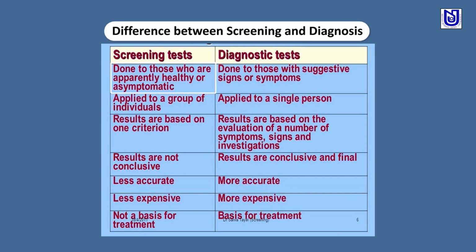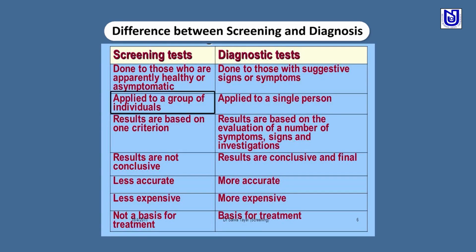A screening test is done on those who are apparently healthy or asymptomatic. Whereas a diagnostic test is done on those with suggestive signs or symptoms. It has already been screened that they have some symptoms, so much more accurate testing should be done in the diagnostic test.